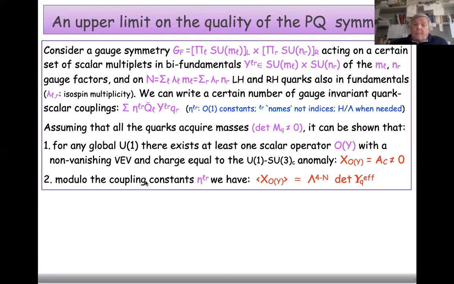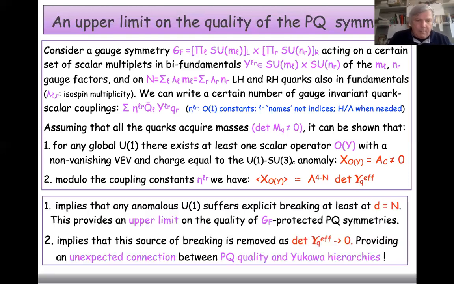Second point: modulo the coupling constant, this coupling constant here, the vacuum value of the operator is related to the determinant of the effective Yukawa coupling. The Yukawa coupling that you read off the standard model after the dynamical fields have acquired the vev. I will not show the proof of these two statements because it's a bit complicated, but they are indeed correct.